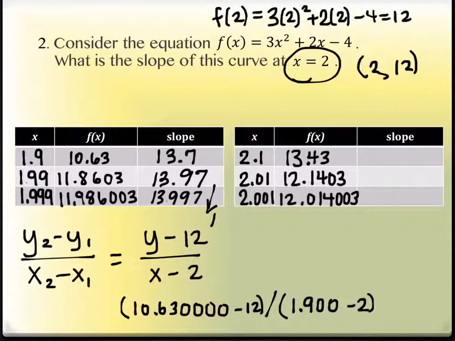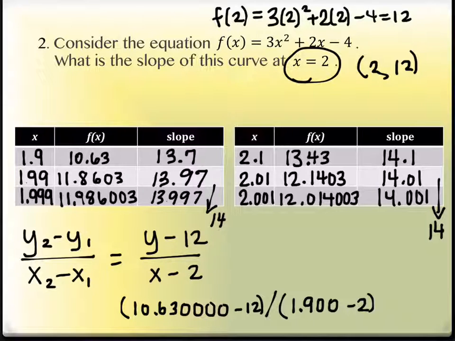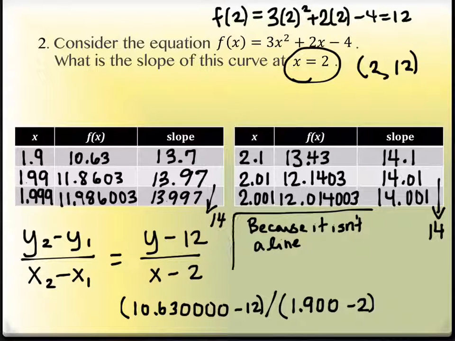You'll notice these are getting awfully close to the number 14, right? On the other side, I have 14.1, 14.01, and 14.001, again getting awfully close to the value 14. So the answer to our question, it said, if it's calculus, explain why. So why is it that we have to use calculus here? And the answer is because it's not a line. Or you could say something like, because the slope isn't constant. And it's not constant because it's not a line.